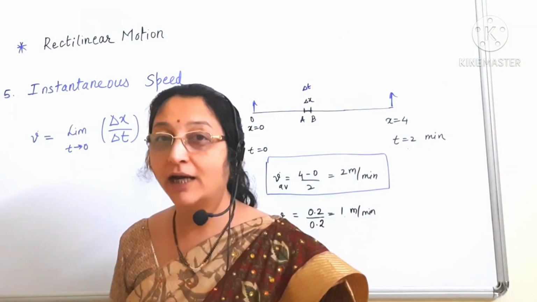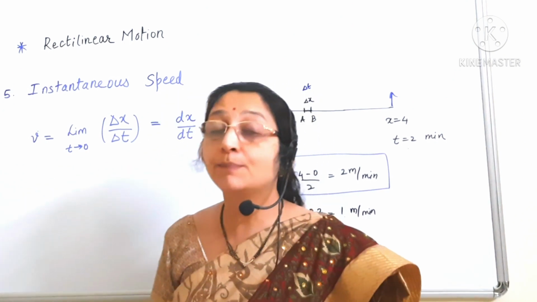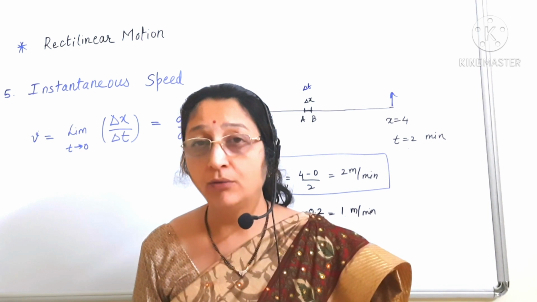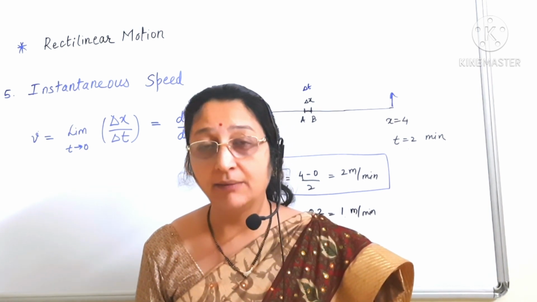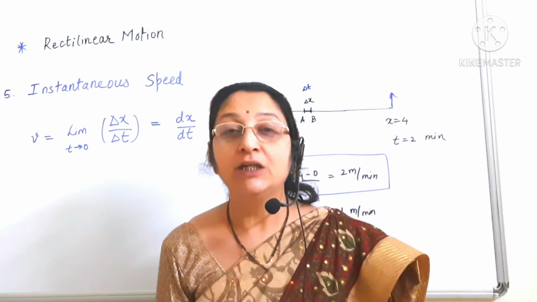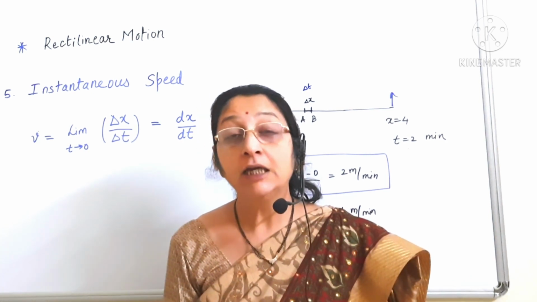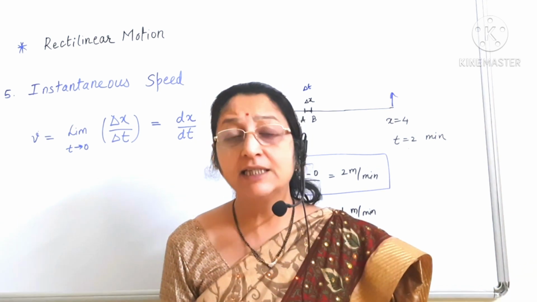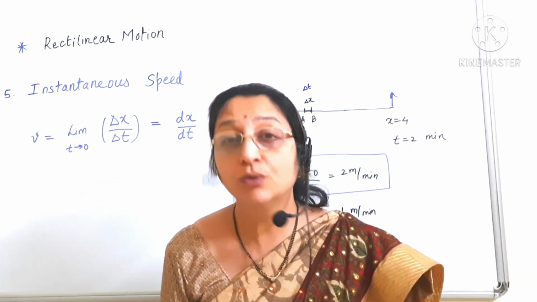So, we are going to consider the instantaneous speed. The instantaneous speed of an object at a given instant of time is the limiting value of the average speed of the object when the interval taken is very small. It is limiting, it is nearly tending to 0.